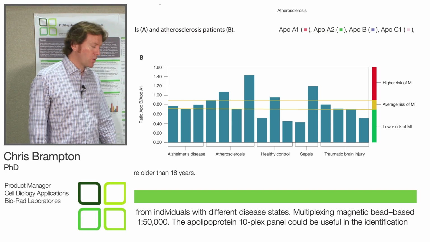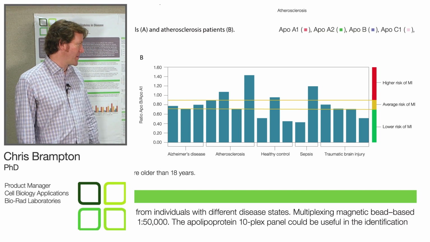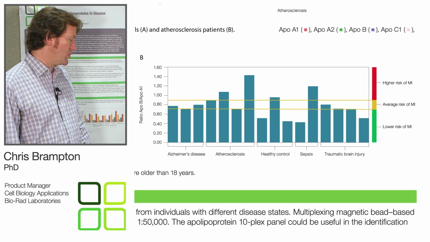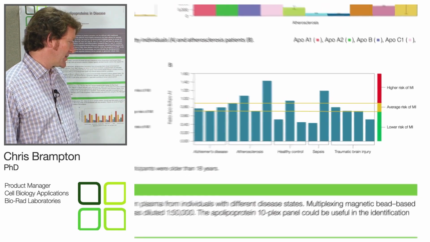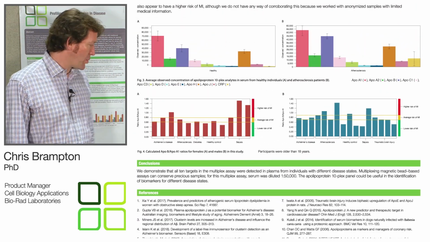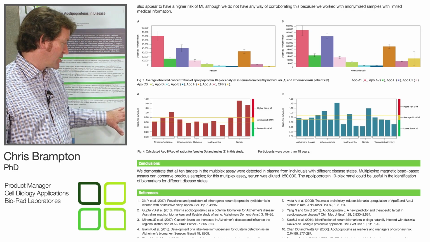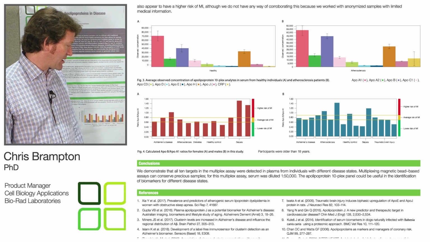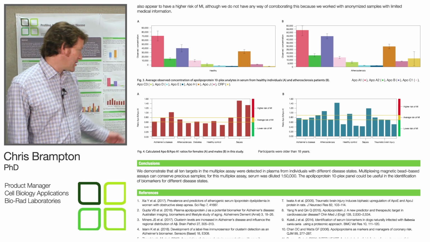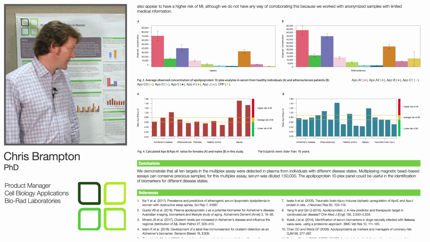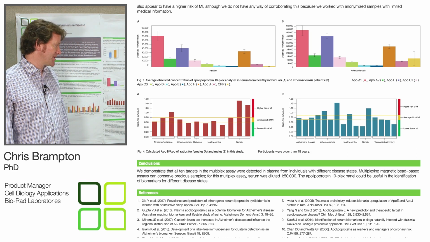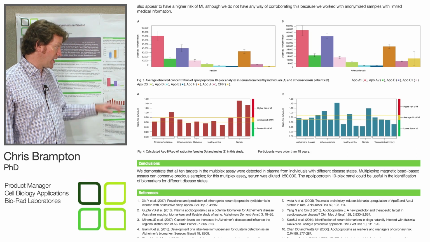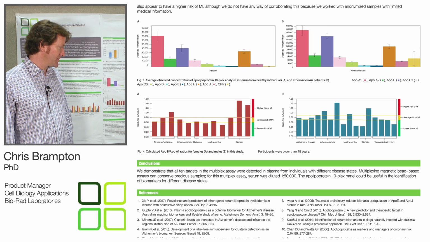It's difficult for us to corroborate this because we have a limited amount of information from these patients because they were all anonymized samples. But it's certainly a very interesting point. And in fact, a number of the other samples that we have taken, including one from the Alzheimer's patient and another from an atherosclerosis patient over here, also show higher risk of myocardial infarction.